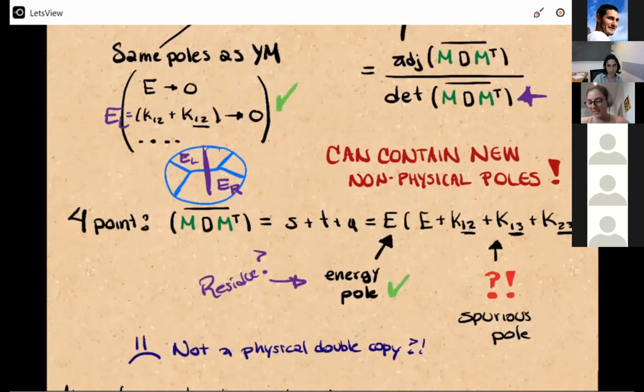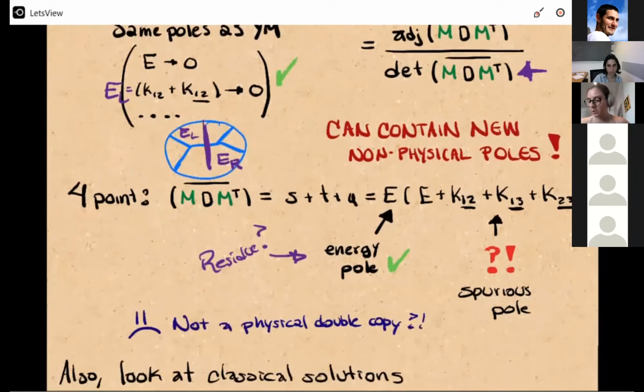And just as an aside, you can also check this by looking at the KLT double copy, if someone's interested. It's a similar idea. You have to take inverses of matrices, and you have to check if the poles that you're getting are the correct poles or not. And there are ways of starting to understand how you can get the correct poles here.